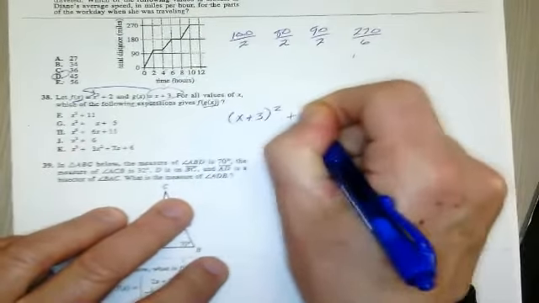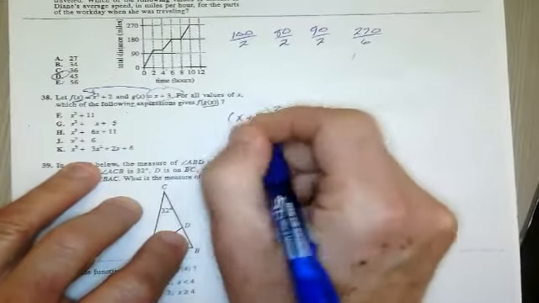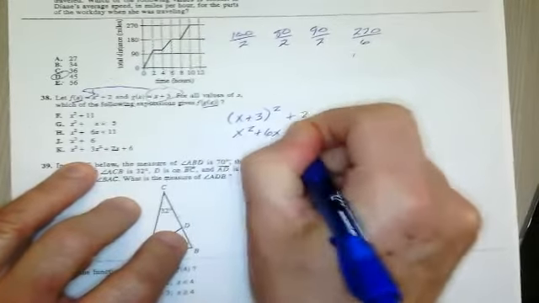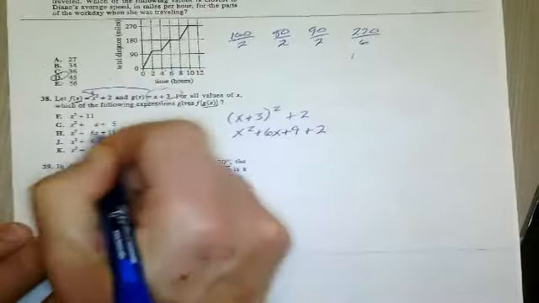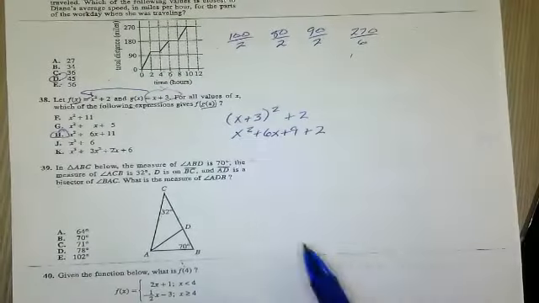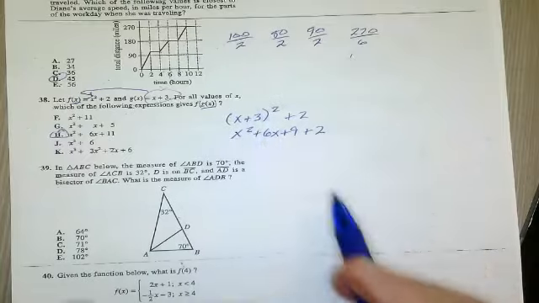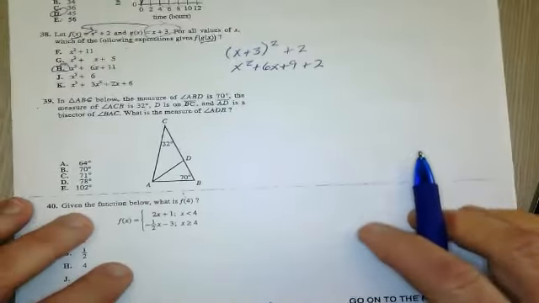squared plus 2. Well, hopefully most of you have learned through your algebra teachers, this is x squared plus 6x plus 9 plus 2. 9 plus 2 is 11, and we get H. Okay, this is x plus 3 times x plus 3, not x squared plus 9. Okay, you don't use the distributive property with exponents. You multiply 2 binomials. All right, here we go on 39.